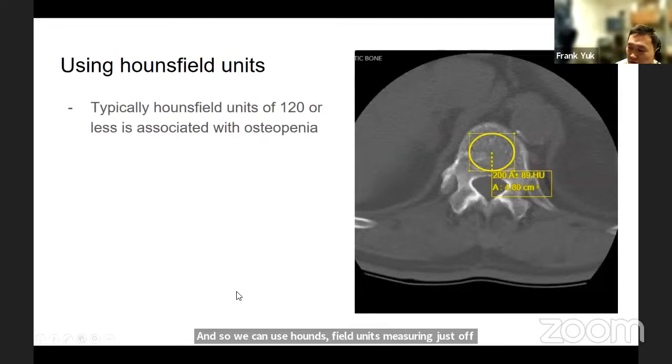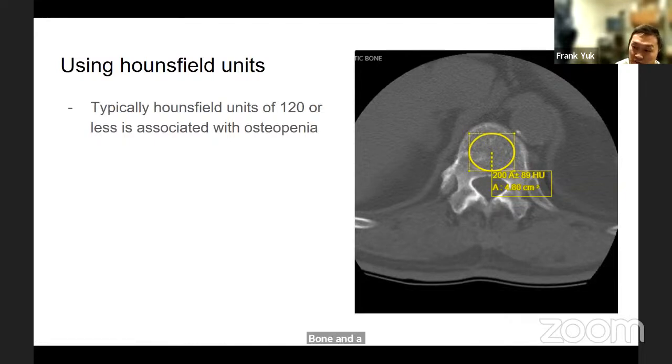So what you would do is go to the axial slices of the vertebral levels you're about to instrument preoperatively, and use the ellipse tool to ellipse around the center of the vertebral body without including the sclerotic parts of the bone. A Hounsfield unit of 120 or less is typically associated with osteopenia. This is the CAT scan from our previous patient, and he has decent Hounsfield units of over 200, and so we decided not to use any segment augmentation.